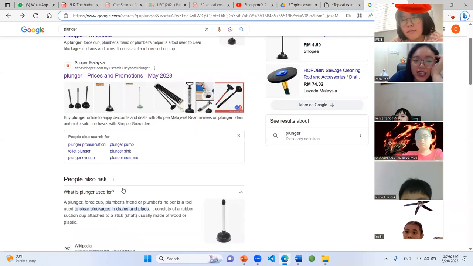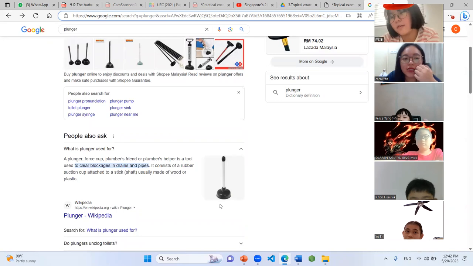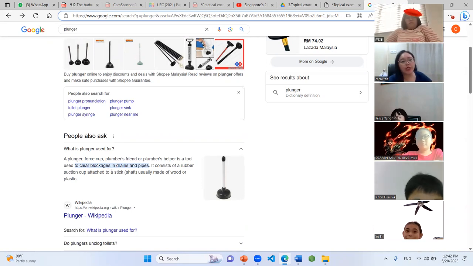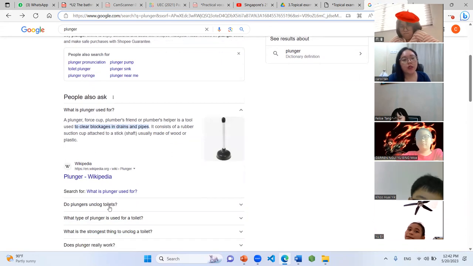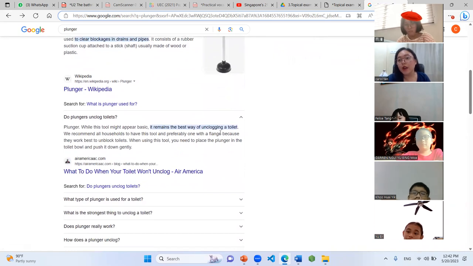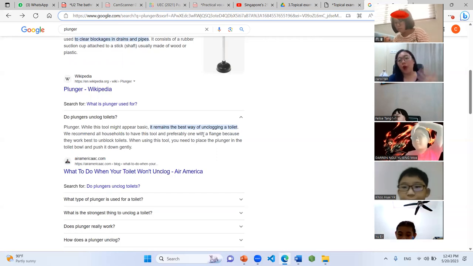In Chinese? Say in Chinese. In English, what is it? Plunger. Plunger, yeah. You all can write plunger is used to clear the blockage in the drain or in the pipes. Clear? You can write plunger to unclog the toilet. Unclog means 解决阻塞问题. You use the plunger to unclog the toilet.